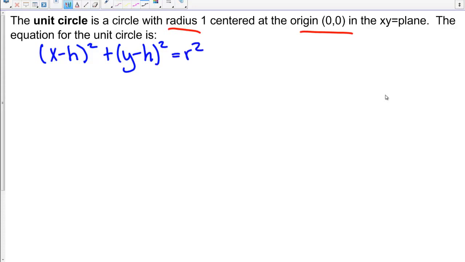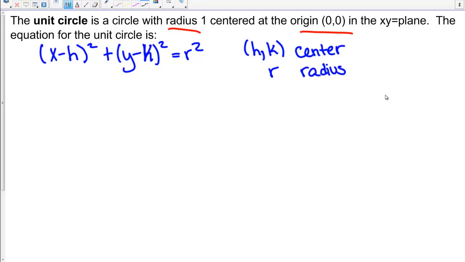All right, so the unit circle is a circle with radius 1 centered at the origin in the xy plane. The equation for the unit circle is, well, let's see if we can figure this out. We know the equation for a circle is (x minus h) squared plus (y minus k) squared equals r squared, where the point (h, k) is the center of the circle, and r is the radius.